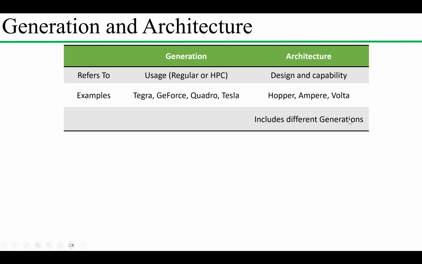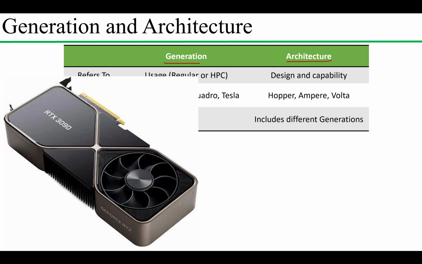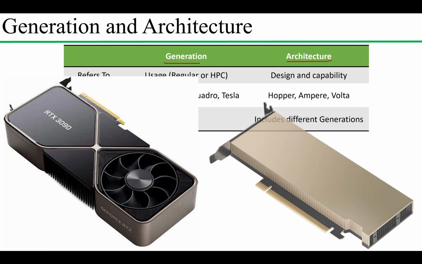Hello everyone. After watching the previous video, perhaps you are wondering now how to determine the generation and the architecture of a particular GPU. Let me illustrate this with a couple of examples. Suppose you want to learn more about the specifications of GPUs like the RTX 3090 and the A100 GPU. How would you go about it? How do you know the specifications of such GPUs?